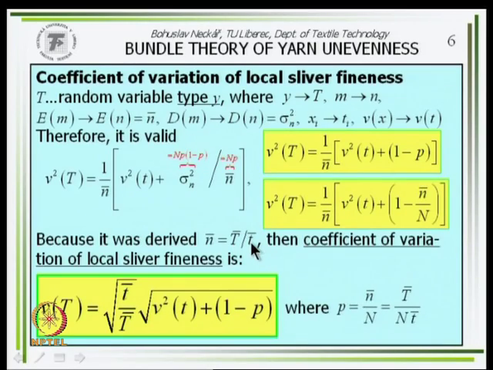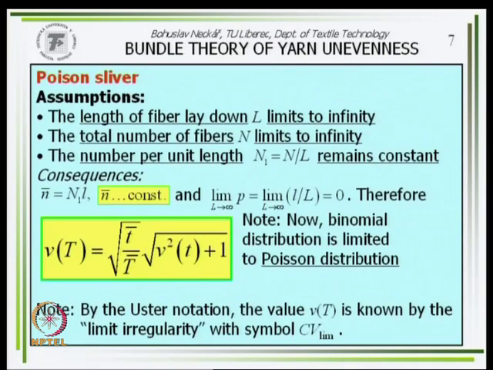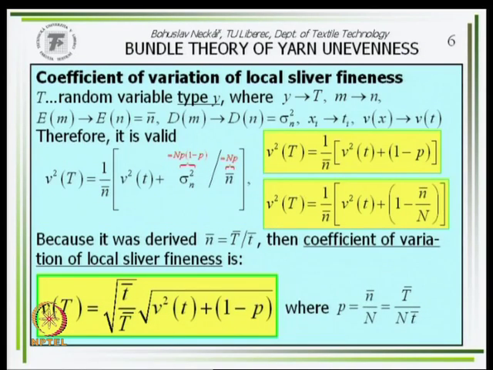Because it was derived, n bar is the capital T bar by small t bar ratio of mean values of sliver fineness and fiber fineness. The coefficient of variation of local sliver fineness is Vt. I use this equation, and we obtain this here, where the probability P is given by this or this, as you want. Yes, so it is a binomial distribution.